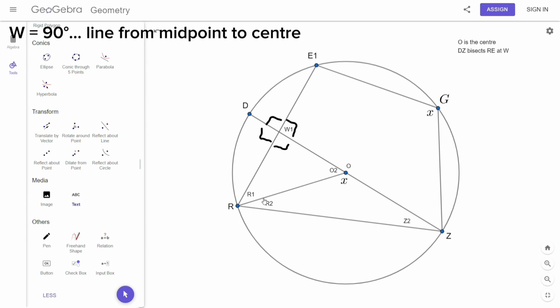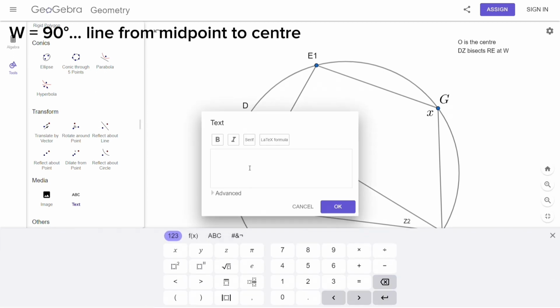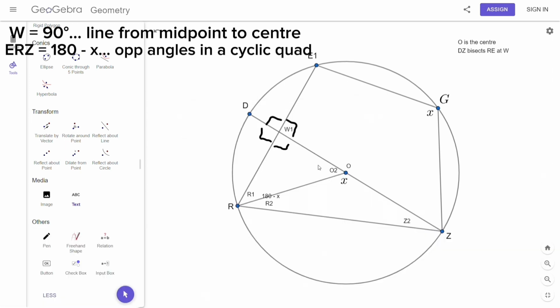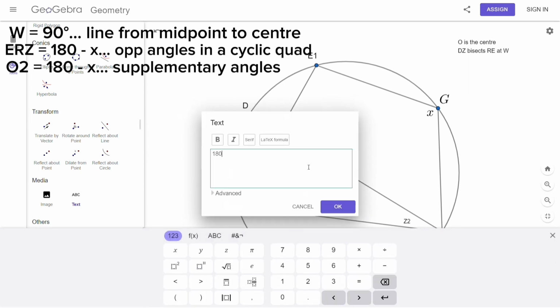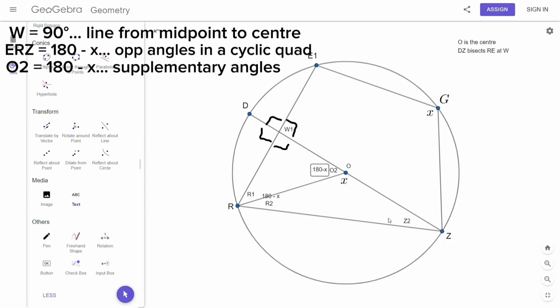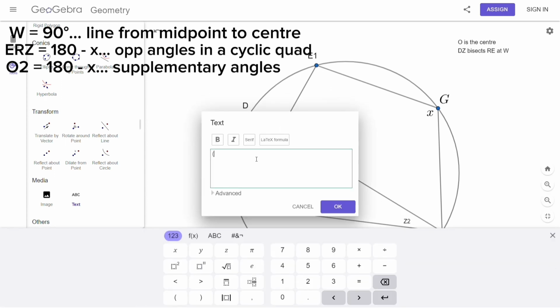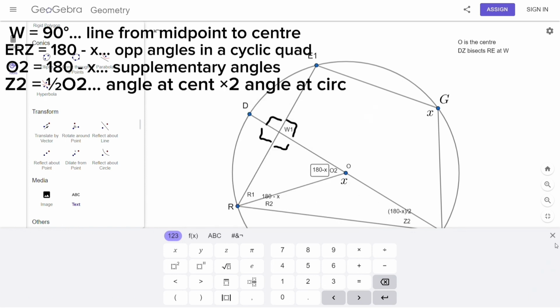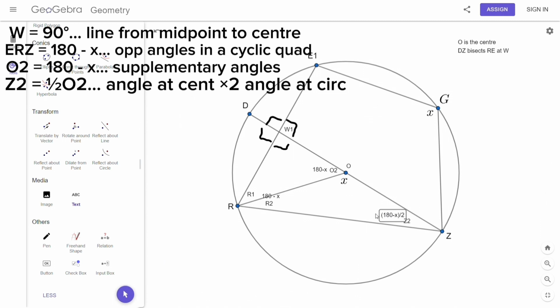Angle ERZ is equal to 180 minus x because opposite angles in a cyclic quad. Angle O2 is 180 minus x, angles in a straight line. Because O2 is 180 minus x, Z2 will be (180 minus x) over 2, angles at center 2 times angle at circumference. Now, using all of these angles, let's use angles in a triangle WRZ to find x.